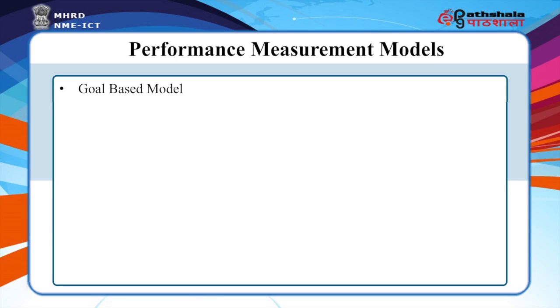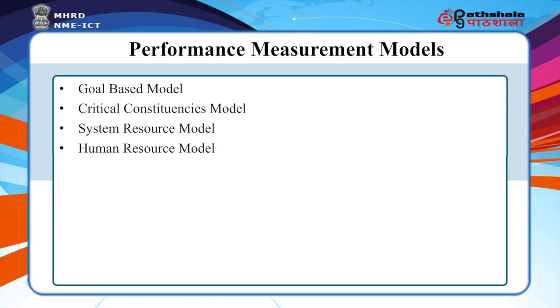Goal-based model measures the efficiency of a library from the point of view of the goals achieved by a library in relation to the pre-established goal. A critical constituency model focuses the measurement of the library on identifying and fulfilling the needs of the various constituent units like library authorities, library staff and the users. System resource model focuses the measurement on library collection including printed as well as electronic resources. Human resource model measures the efficiencies from the point of view of availability and retention of competent staff by the library.